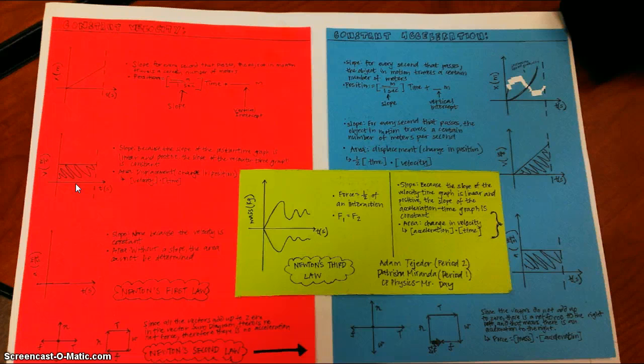Right here we have velocity, and it's a straight line. The reason for that is because the slope of the position-time graph is linear and positive, so the slope of the velocity graph is going to be constant. Nothing's changing with the slope. And the shaded part right here is the area, which is displacement, and that's velocity times time.